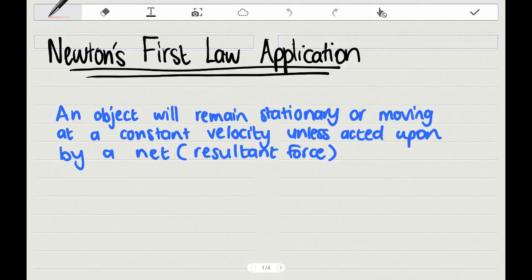So again, the law was an object will remain stationary or moving at a constant velocity unless acted upon by a net force. Now, like I said, this here outlines the cases where F net is equal to 0 newtons. Okay, and there were two parts that it underlined where it is either stationary or moving at a constant velocity. Those are the two cases which we know the F net is equal to 0 newtons. So let us look at an example.